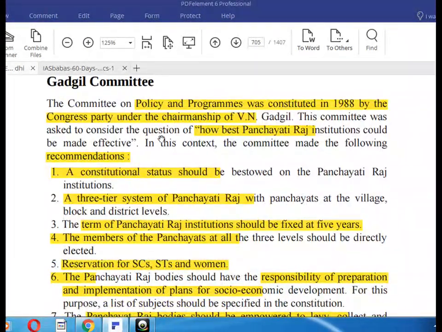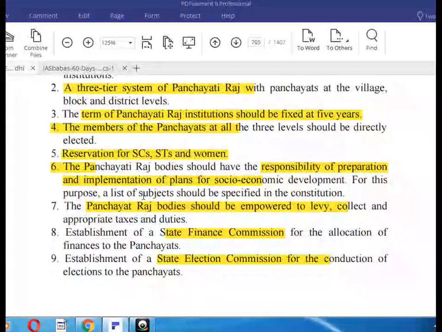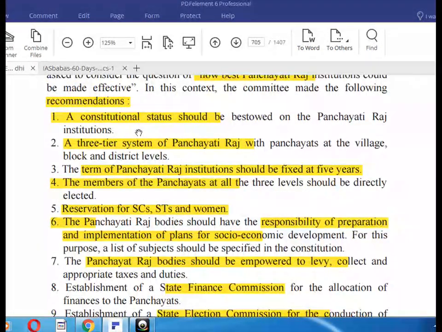Gadgil Committee: the Committee on Policy and Programmes was constituted in 1988 by the Congress Party under the chairmanship of P.K. Gadgil. The committee was asked to consider the question of how to make Panchayati Raj institutions effective. It made the following recommendations. A constitutional status should be bestowed on Panchayati Raj institutions. A three-tier system of Panchayati Raj, with panchayats at the village, block and district levels. The term of Panchayati Raj institutions should be fixed at 5 years.